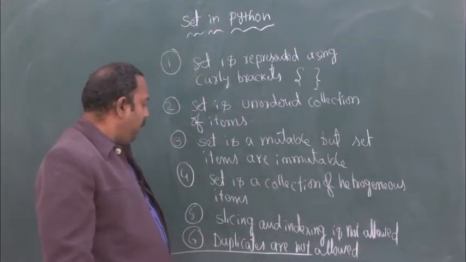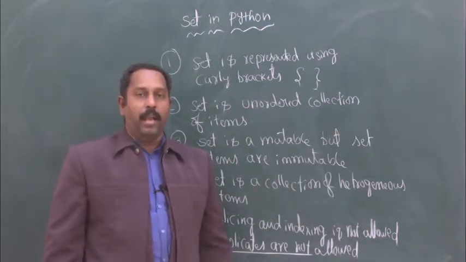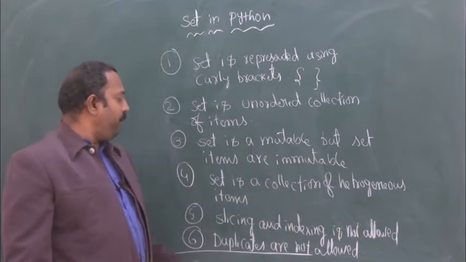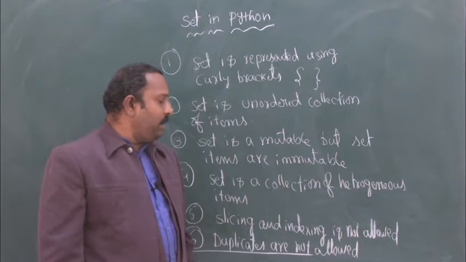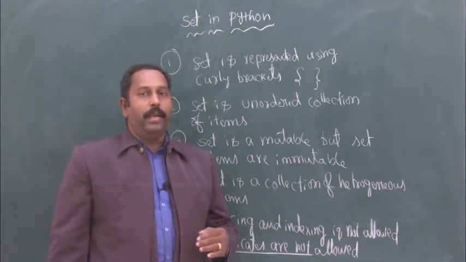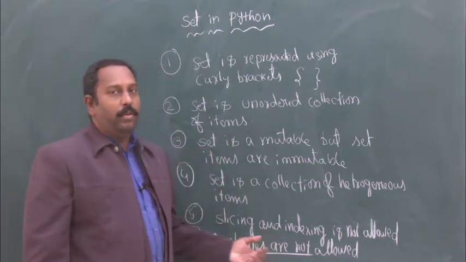Sixth point is duplicates are not allowed. In set data structure, we cannot duplicate the items. So the items in the set are unique only. Duplicate items are not allowed in set data structure.